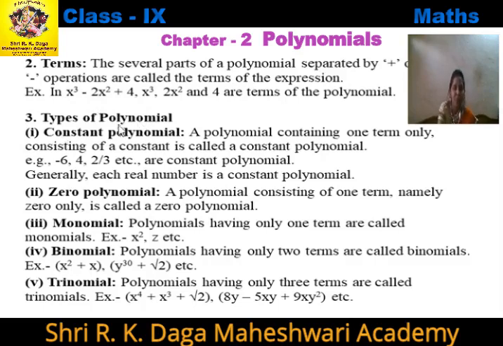Types of polynomial. There are different types of polynomial. First is constant polynomial. A polynomial containing one term only, consisting of a constant, is called a constant polynomial. For example, minus 6, 4, 2 by 3, etc. are constant polynomials. Generally, each real number is a constant polynomial.